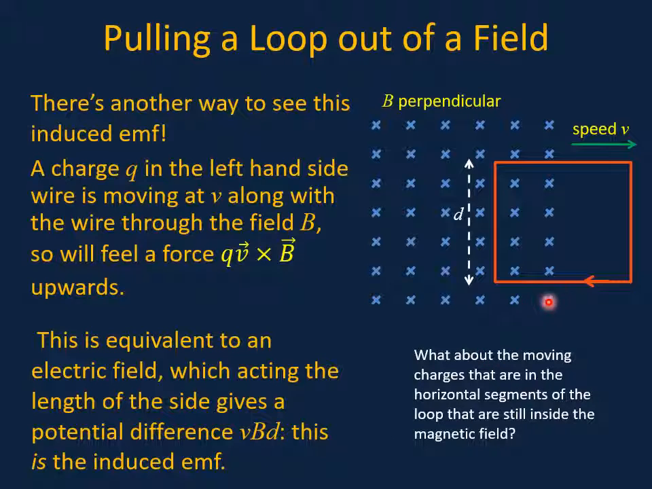Now, what about the moving charges in the horizontal segments, as shown here? They will also experience a force and there will be an electric field, but in our example here, the thickness of the wire is negligible. So even though there may be a potential difference in this direction, we ignore that.